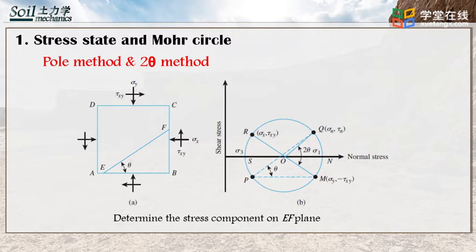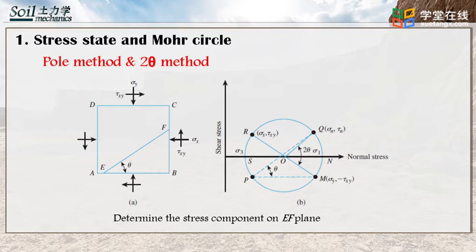For example, to obtain the stress state at plane EF by using 2θ method, EF plane can be obtained by rotating AB plane counterclockwise with angle of θ in the soil element, which corresponds to counterclockwise rotation of 2θ about the center of the Mohr circle. That is from point M to point Q. Therefore, the normal stress and the shear stress at plane EF can be obtained from point Q in the Mohr circle. You can also get the stress at point Q using the pole method.